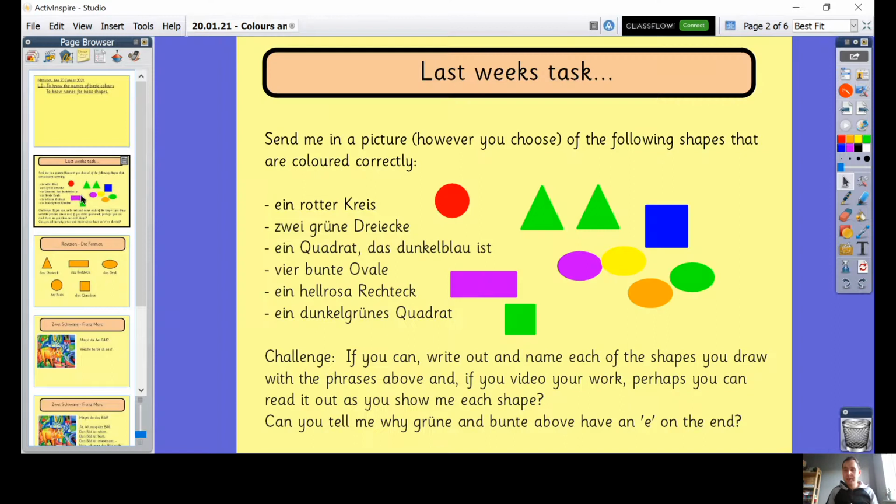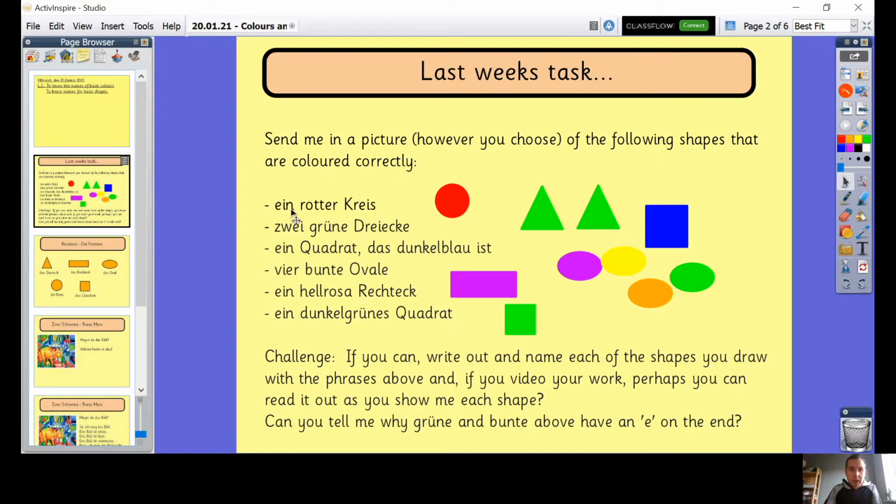So my task first of all last week was for you to send me a picture, and some of you did, or however you chose to do it, of the following shapes that were correctly coloured. Now, I didn't give you these bits that are here, I just gave you this little list, and we're just going to have a quick talk about it. You're going to have to accept my apologies as well, because some of the shapes that I've drawn with what I've got available on the computer are the closest that I could get, so they're not 100% accurate, and some of your drawings were a lot better.